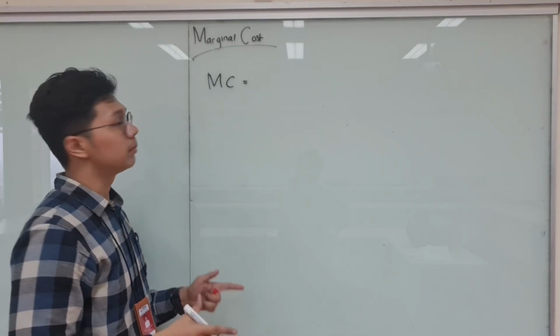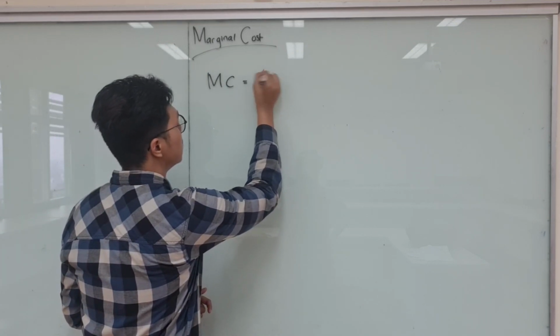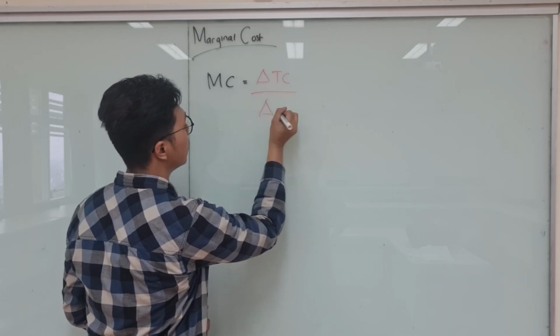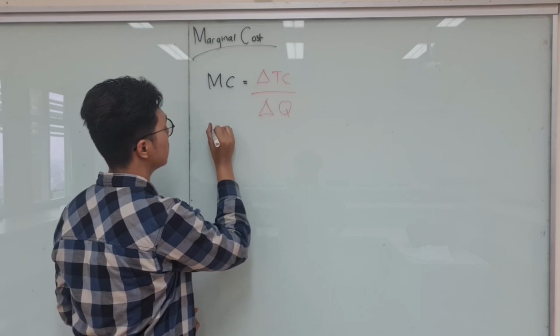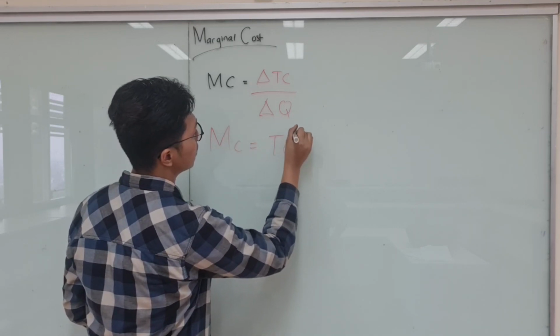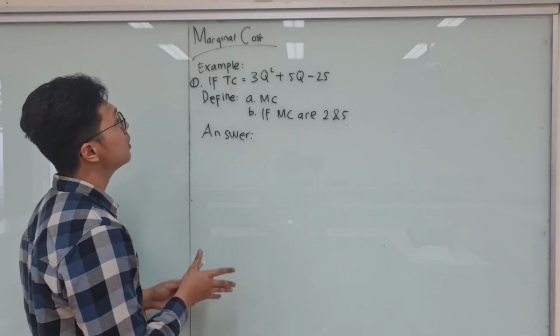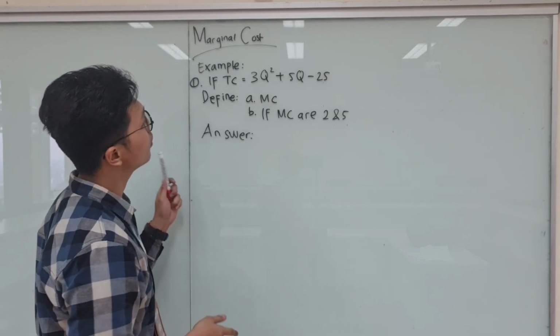So we can find the marginal cost, or MC, by the equation of delta TC divided by delta Q, or we can just write it like this: MC equals the first derivative of TC. So we move to the example of how to find the marginal cost. So this is the example.